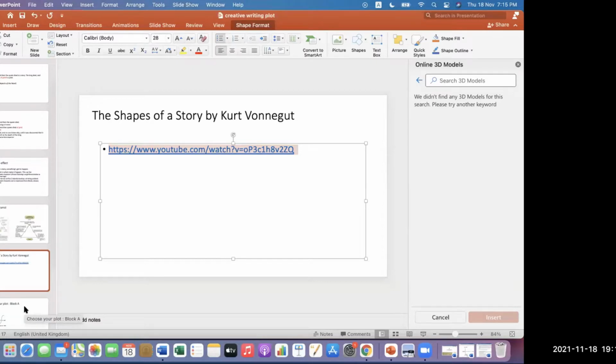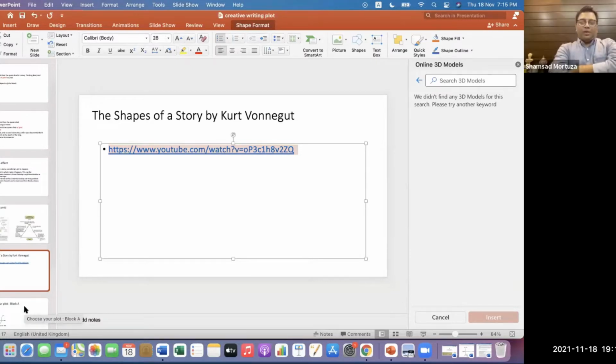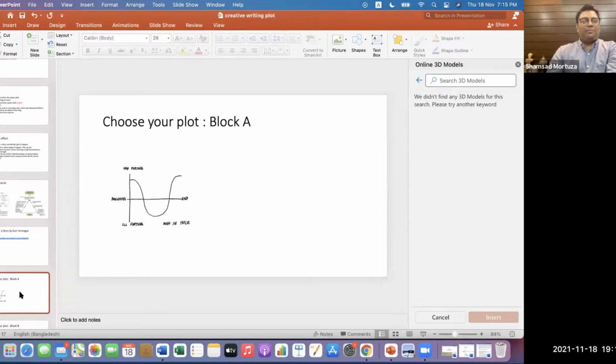Yes, sir. Okay, great. So what do you think of The Shapes of a Story by Kurt Vonnegut? He just said that these are the only shapes that you can find in stories. Any thoughts? So the first plot that he talked about, he had this graph saying good fortunes and ill fortunes, right?